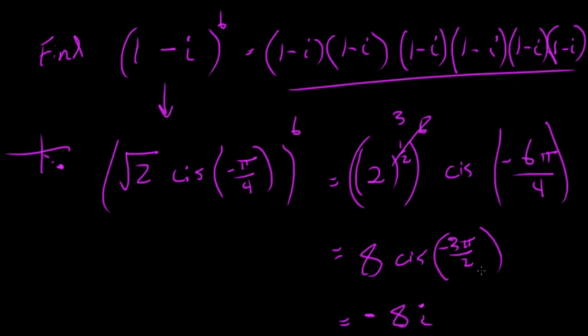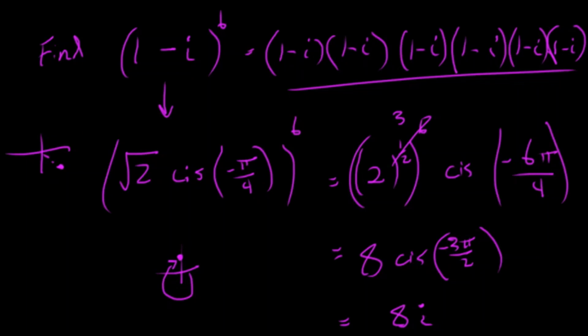There you go. Oh, wait, sorry. I just did it for positive 3 pi over 2. Negative 3 pi over 2 is going to be right here, which is i. So we got a positive 8i there. Sorry, my bad. All right, 8i. So (1 minus i) to the 6th is 8i. And I just saved all the trouble of expanding the 6 iterations of 1 minus i.